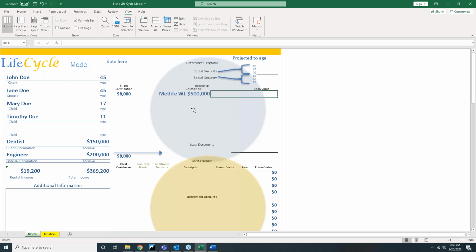Whole life usually has a cash value, and this cash value will get calculated at the bottom of the model, which we'll go to at the end of this. So for the cash value we'll put $30,000. I like to work kind of like, if I hit enter, I go on to the next one. So their cash value for the next one is going to be $15,000. Once again, it'll be MetLife, WL, but this one's going to be $250,000.